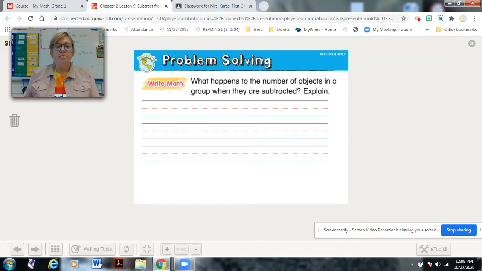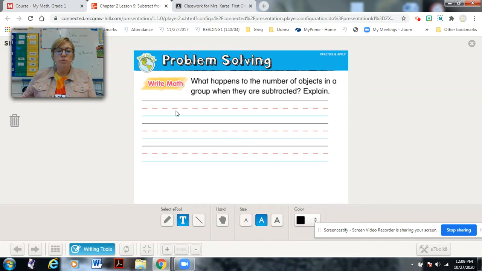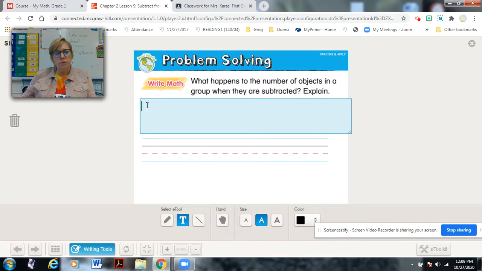Okay. Here is our Write Math. All right, remember, I always say the best thing to do is always listen to what the question is first. What happens to the number of objects in a group when they are subtracted? Explain. Well, let's think about that. What happens? I'm going to have a group of numbers. I take some away. What happens to my group? Think about that.